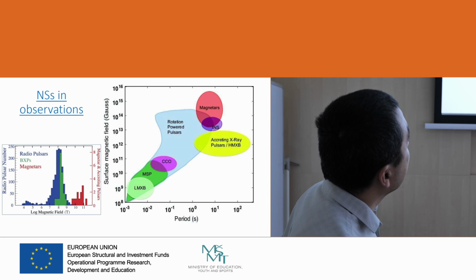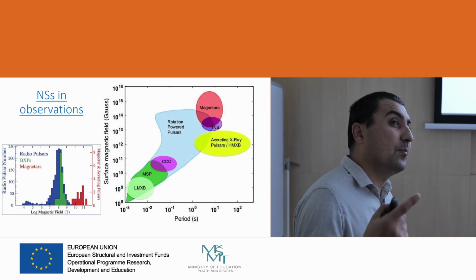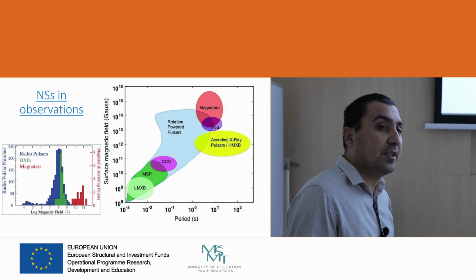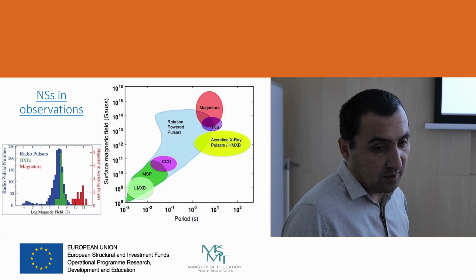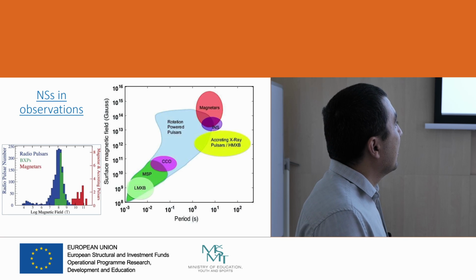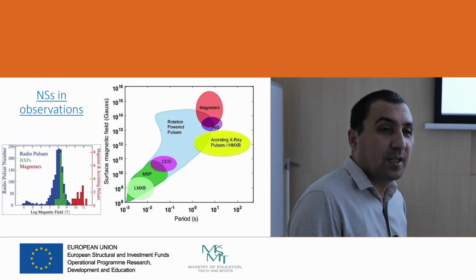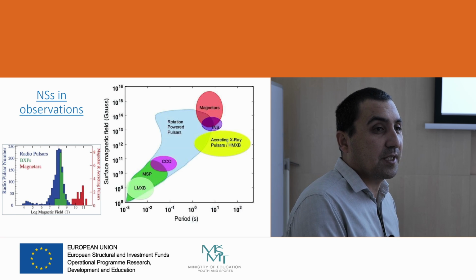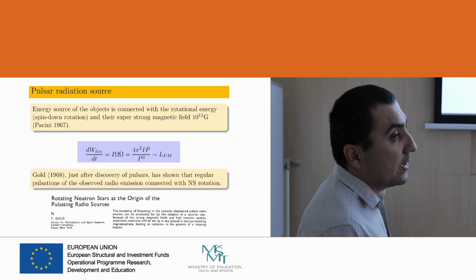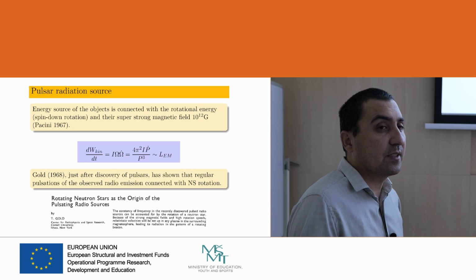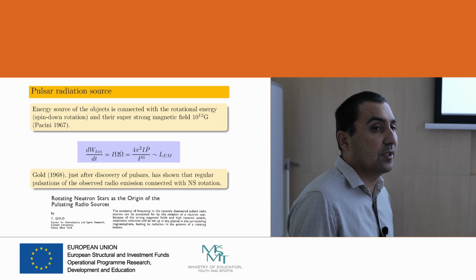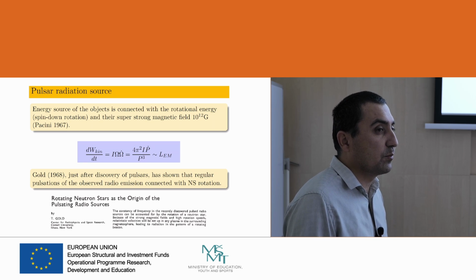Up to now there are more than 2,500 millisecond pulsars observed, and about 50 magnetars are observed, but still the energetic source of pulsars is under question. It's not a completely solved problem.